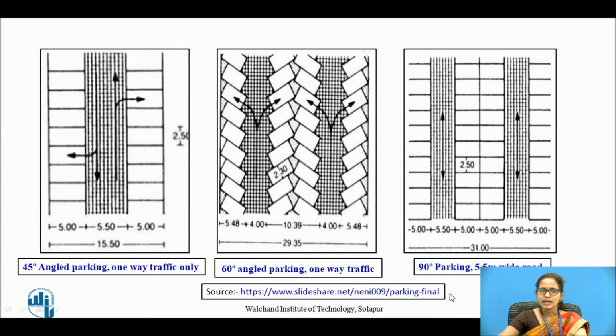So next is the 90 degrees parking. Over here the width of the road is increased from 15.52 to 29.35, and finally for the 90 degrees parking it is around 31 meters. Here you can see that all the vehicles are parked at a 90 degrees angle. As it is at a 90 degrees angle, more vehicles can be parked as compared to the 60 degrees and the 45 degrees angle.